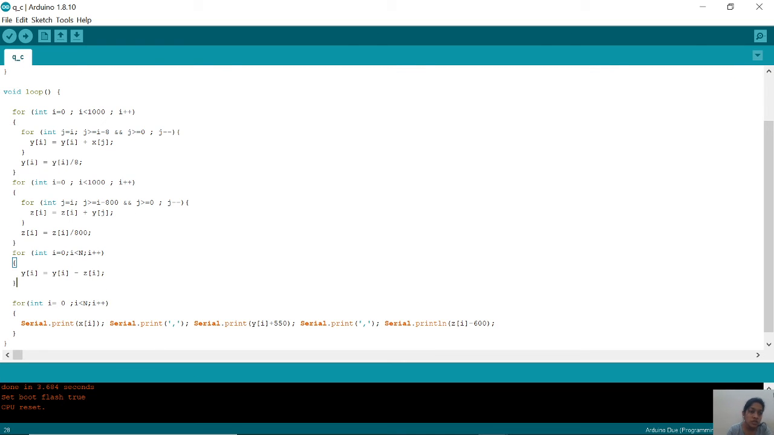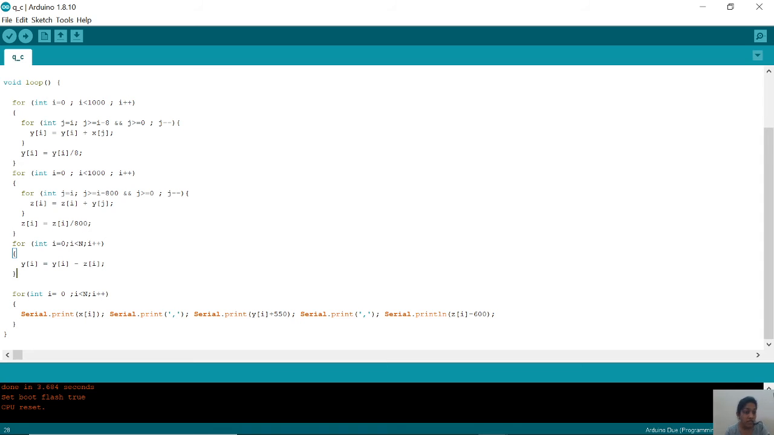The first loop is for calculating the moving average. We'll give x of i as the input, and y of i is the output obtained after taking the moving average. Here we are taking a moving average with a window of 8. In the second loop we are taking the moving average with a window of 800. As we have discussed, as the value of L increases, the output becomes more smoothened. So all the low frequency components can be extracted using z of i.